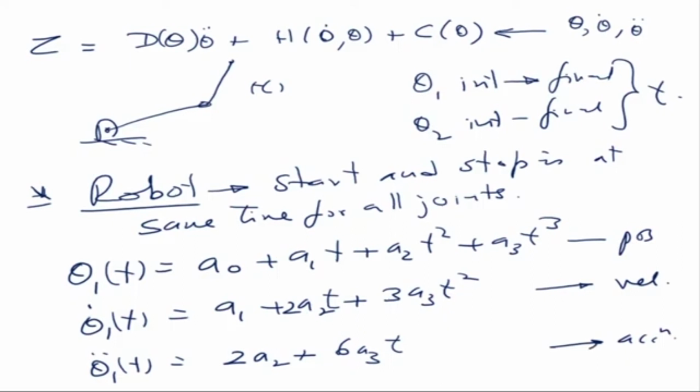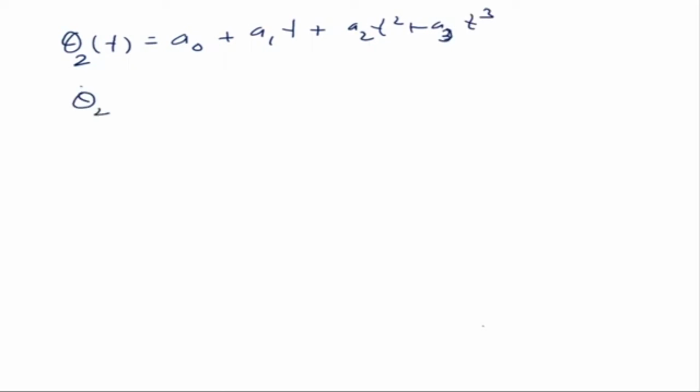Okay. Similarly, I'll have a set of equations for theta 2. So theta 2 of t is equal to, let's call it, a0 plus a1 t plus a2 t squared plus a3 t cubed. Okay, this is another set, and from here we can get theta 2 dot, and we can get theta 2 double dot.